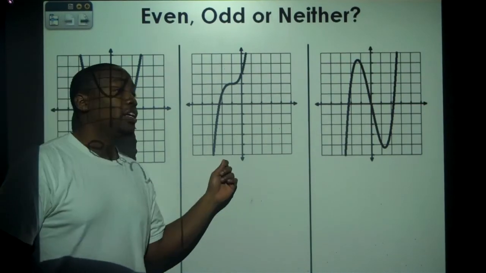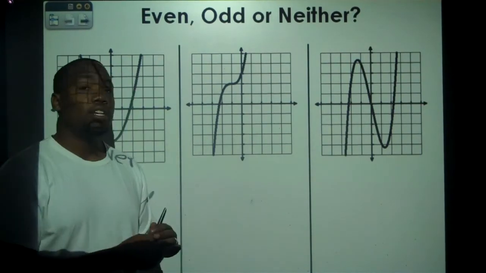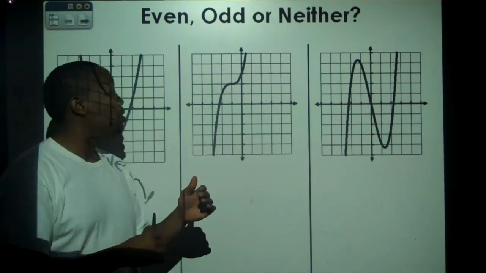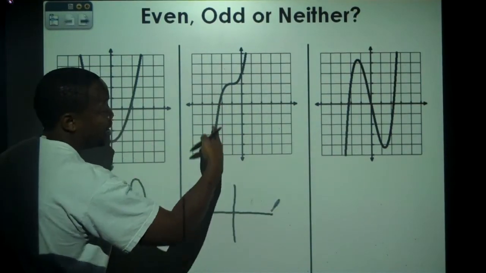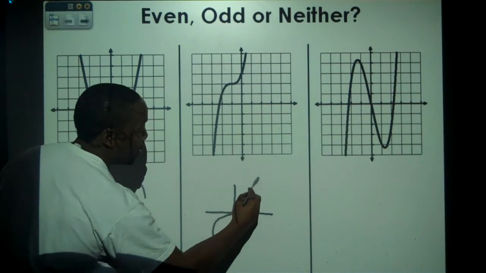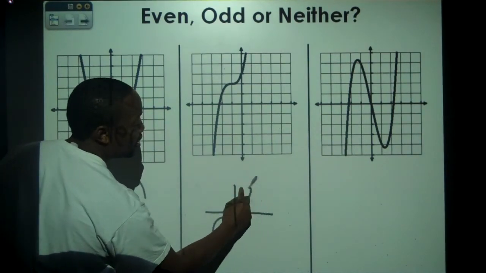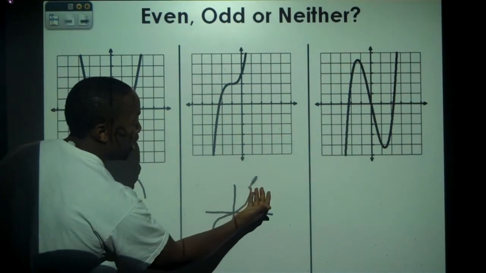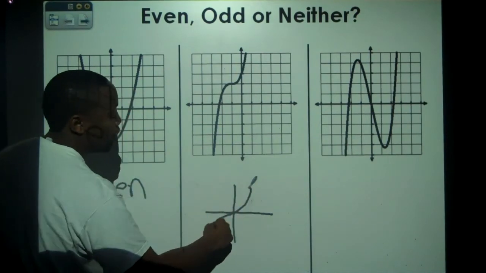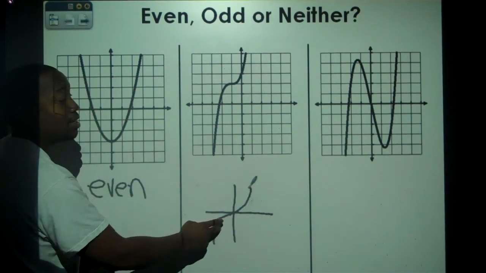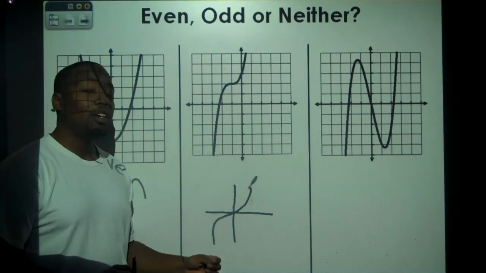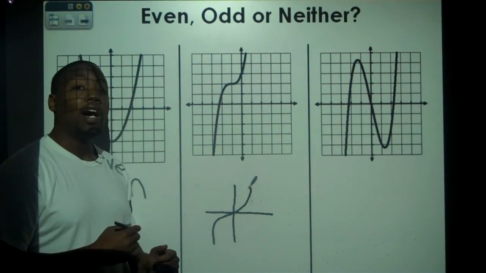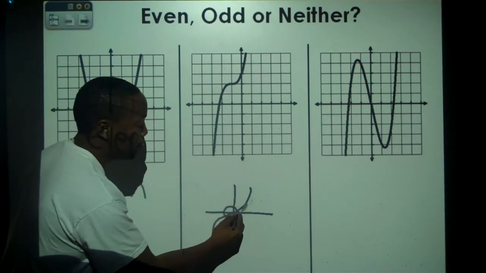Now with the odd, it has to rotate 180 degrees. A good example would be this graph right here. If I take this half and rotate it 180 degrees, does it land onto itself? And that's yes in this situation. But the key thing about an odd function is that it has to go through the origin.